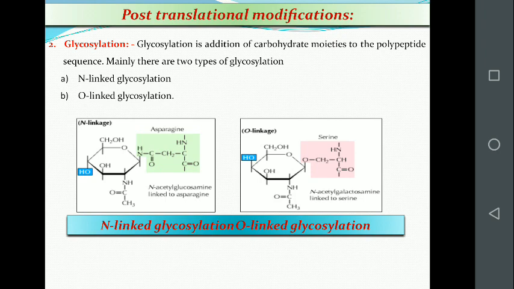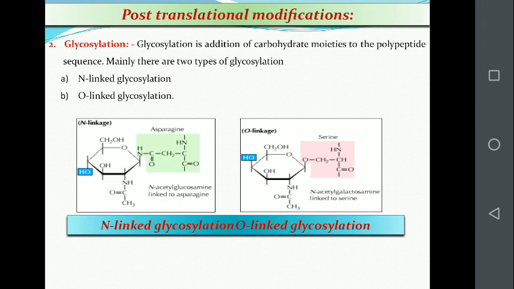So these carbohydrate moieties can be added to the polypeptide chains. We have two types of glycosylation process. First one is N-linked and second one is O-linked. N-linked means, if you have asparagine amino acid, then on the nitrogen of the asparagine, a sugar moiety will be linked. In most cases, that is N-acetyl glucosamine. So that is linked to the nitrogen of the asparagine amino acid residue. That is N-linked glycosylation.